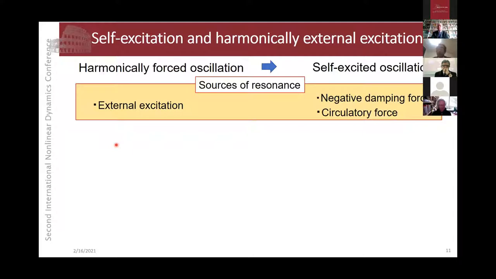While the source of the harmonically forced excitation is external excitation, the self-excited oscillation is produced depending on the characteristic of the resonator itself, as negative damping and circulatory forces, as is well known. I will introduce the self-excited oscillations in three simple models.